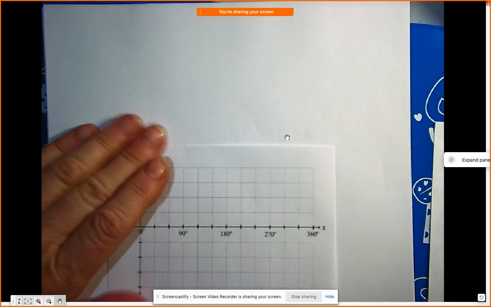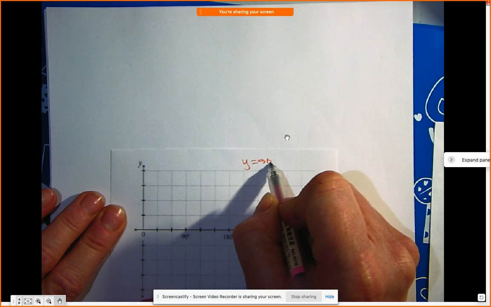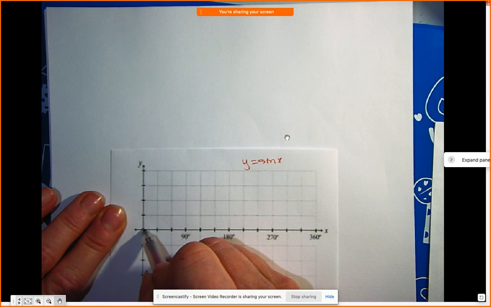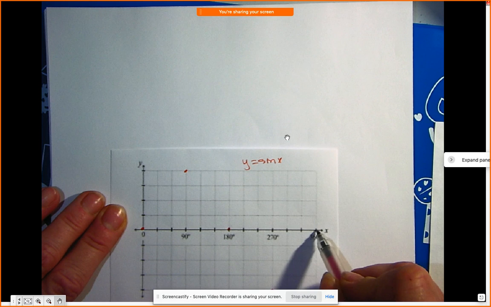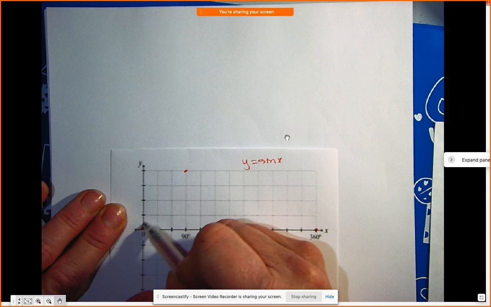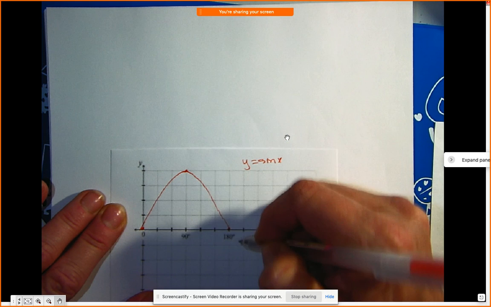Okay, now we understand what a sine graph looks like. It started here, it went up to 1, came to 0, came down to -1, and went back up to 0. And so you could kind of see the sine wave, as they call it.